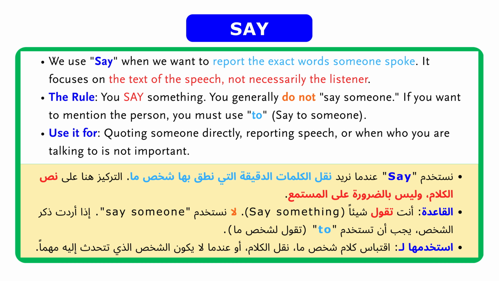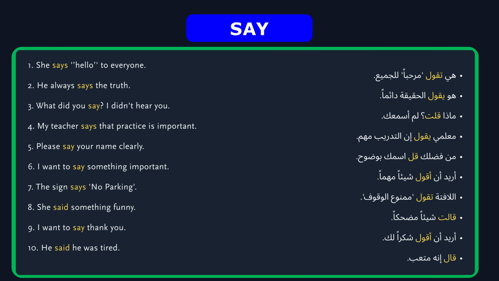You generally do not say someone. If you want to mention the person, you must use to say to someone. Use it for quoting someone directly, reporting speech, or when who you are talking to is not important. Let's read the following examples.